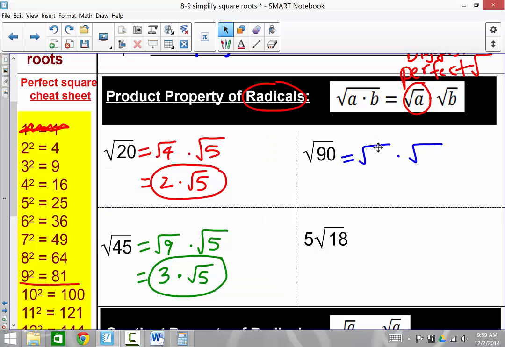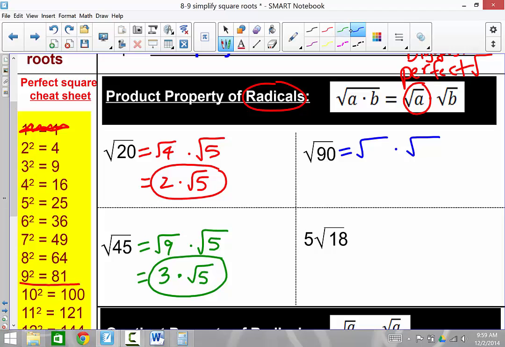So the biggest perfect square that I could find was 9. And the factor that matches with it to equal 90 is 10, because 9 times 10 is 90. Let's simplify. Square root of 9 is 3. Square root of 10 is irrational, so I can't break that down. We're going to keep it as is. Final answer, 3 times the square root of 10. And again, give it a check. They both should be equivalent to each other in a calculator.